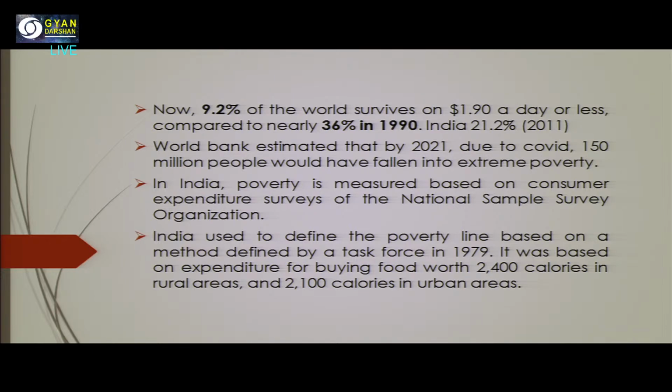And in India, the determinant of poverty line is used, as I said, using the basic needs approach. In 1979, a task force was formed which defined poverty line as the expenditure for buying food worth 2,400 calories in rural areas and 2,100 calories in urban areas. Because in rural areas, people need to do more physical labor. So, the calorie accounted for poverty line in the rural areas is much more than the calorie accounted for poverty line in the urban areas.